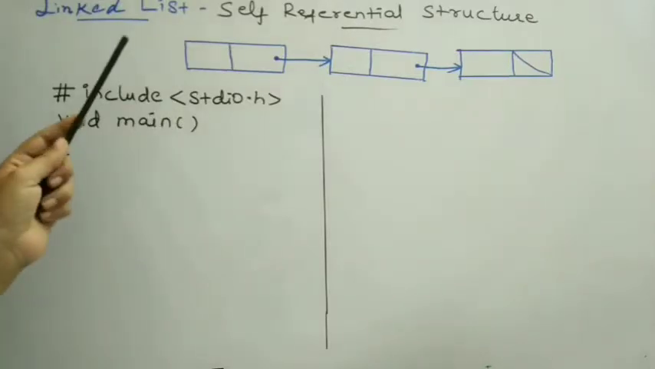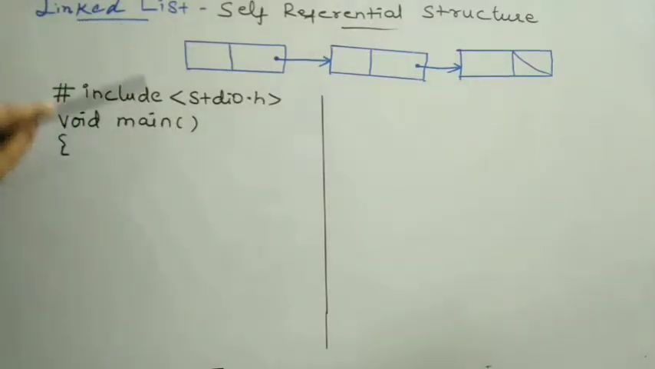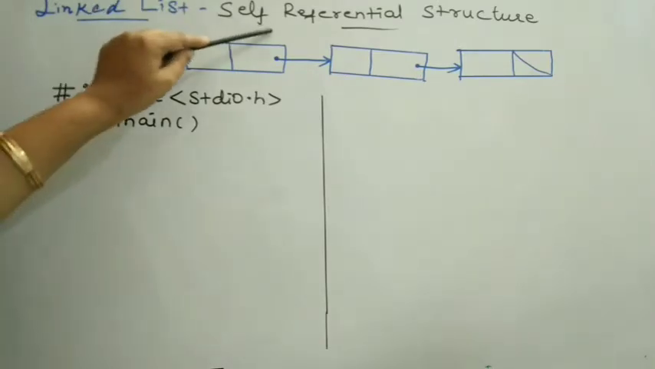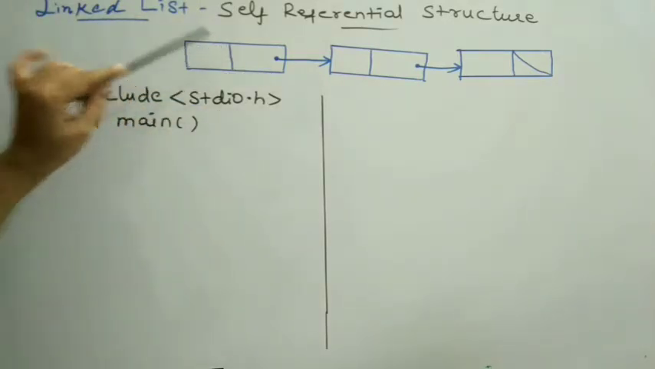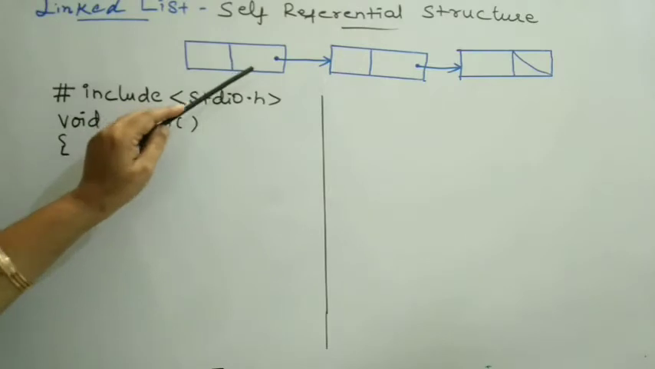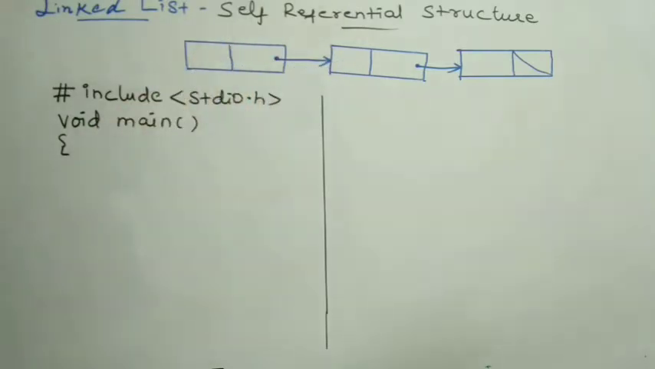In this video, I am going to explain how to write a C program for implementing a linked list using the principles of self-referential structure. Basically, what is a linked list? A linked list contains nodes wherein the nodes are connected with each other.